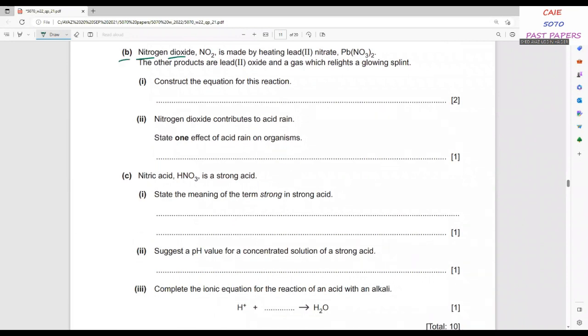B. Nitrogen dioxide, NO2, is made by heating lead(II) nitrate, Pb(NO3)2. The other products are lead(II) oxide and a gas which relights a glowing splint. Number one, construct the equation for this reaction. The formula Pb(NO3)2 will be on the reactant side.